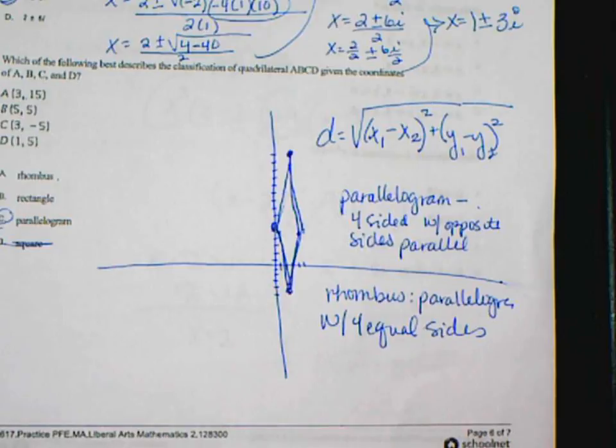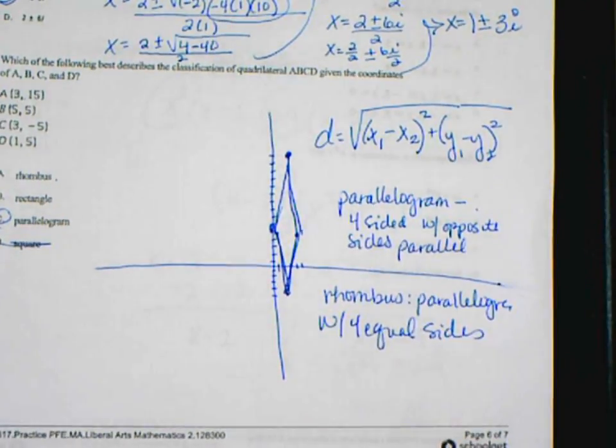Like a square is a rhombus, but a square has to have 4 90-degree angles, right? A rhombus, I think about the diamond, like it's a square that's kind of tilted, you know? So all 4 sides are equal, but they're not all 90-degree angles. So you can figure that out, find the distances of those. But we're going to move on to 17.